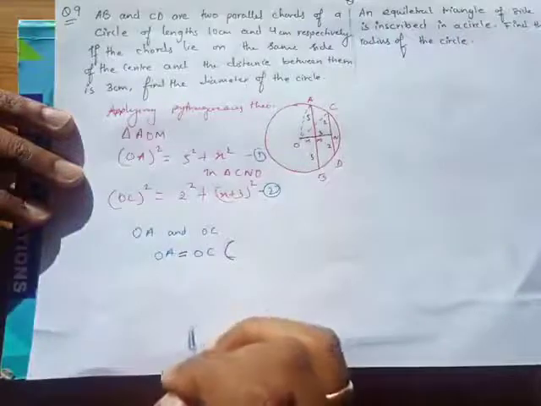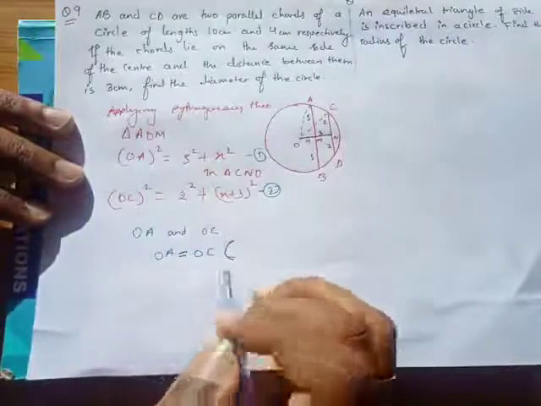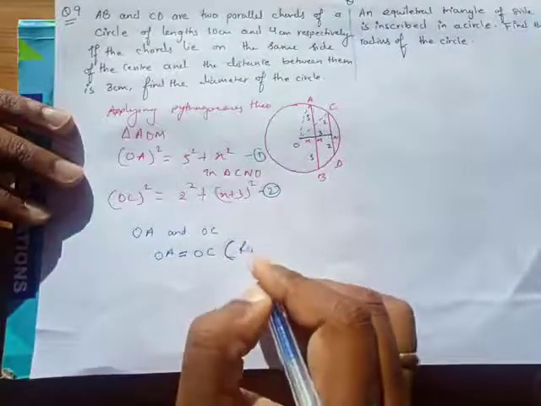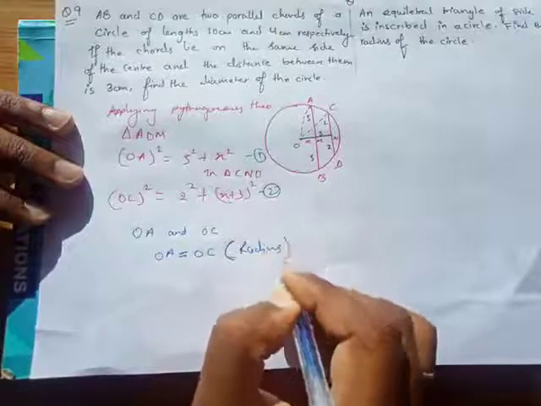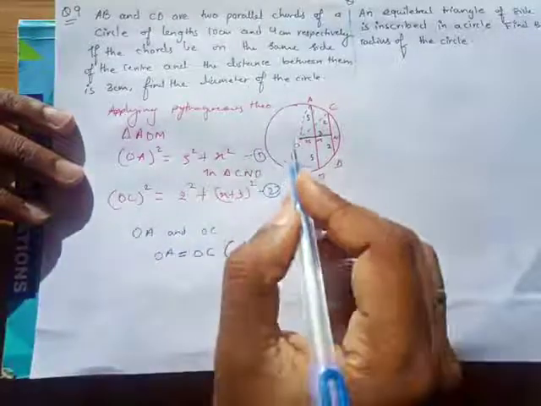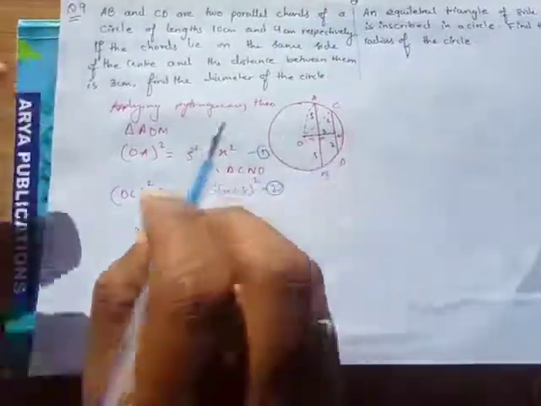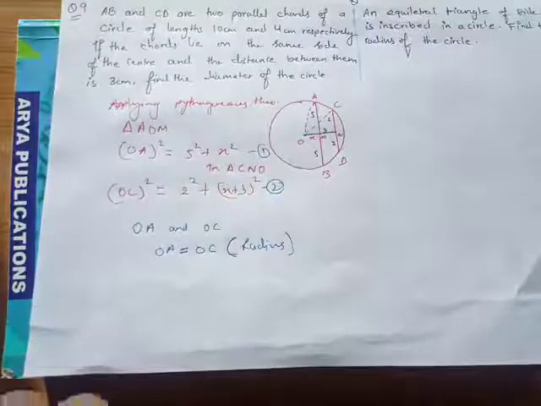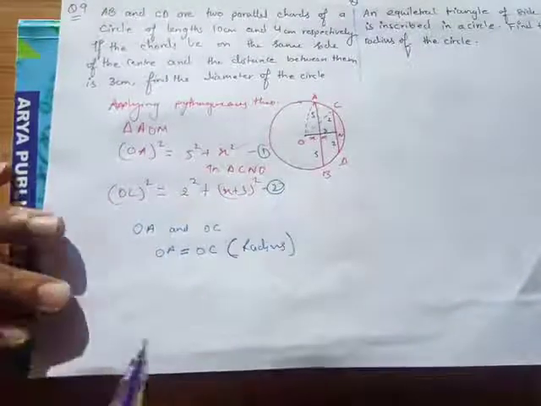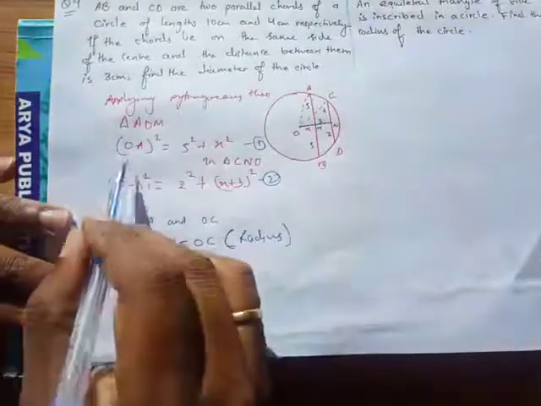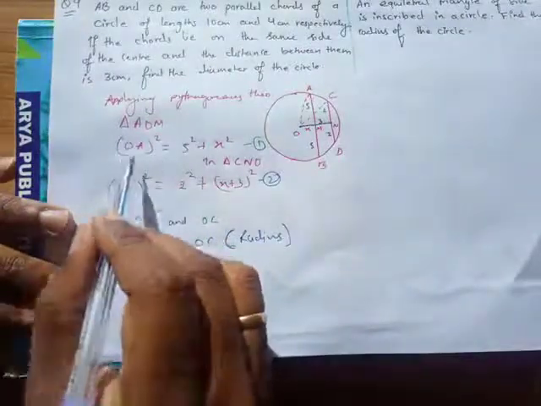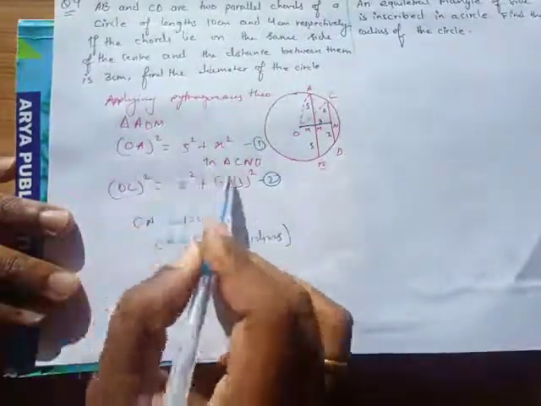So both of them are equal. Why are they equal? The reason is because both of them are radius. Do you guys agree with me or not? OA is also radius, OC is also radius. So when both of them are equal, this side is also equal to this side.